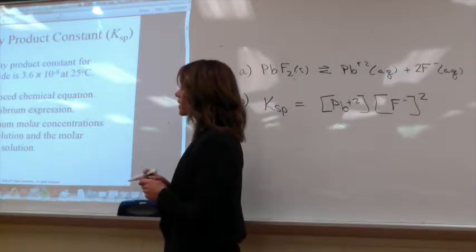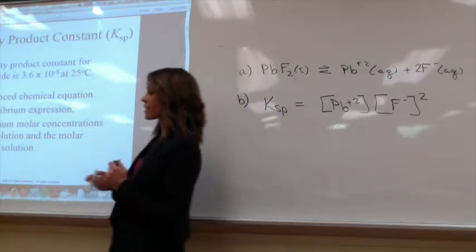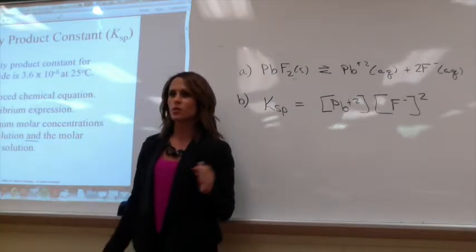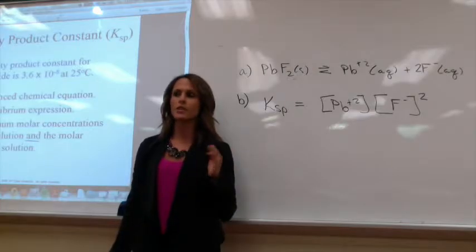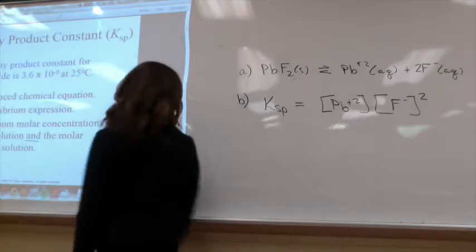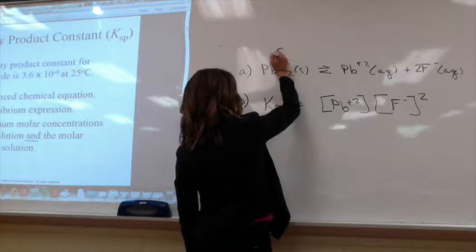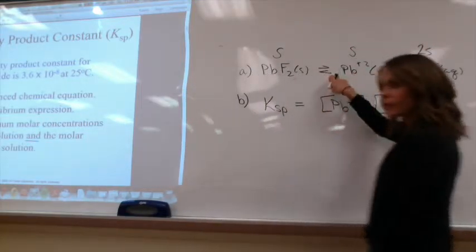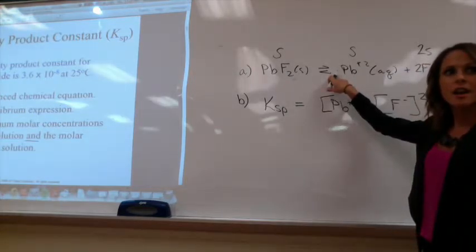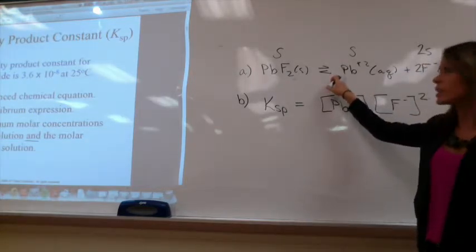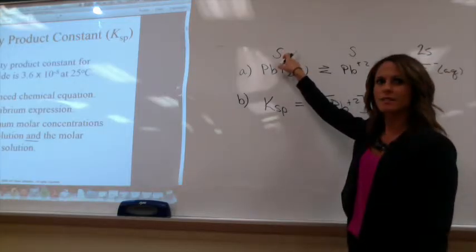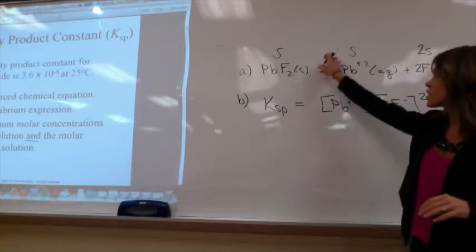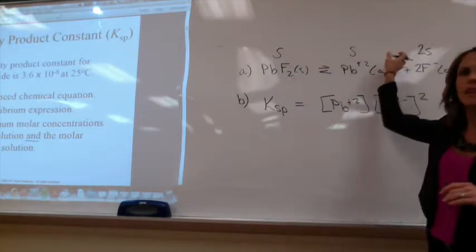And then the next part says find the maximum molar concentrations of the ions in solution and the molar solubility of the solution. So again, molar solubility means how much of the solid can dissolve. So watch, when I write out my reactions, I write S, S, 2S. If this were a 3 in front of it, then I would write 3S. I personally always do that because I know that molar solubility means that I'm finding S. And once I solve for S using the KSP expression, I'm just going to go back in and plug in the values to find these concentrations.